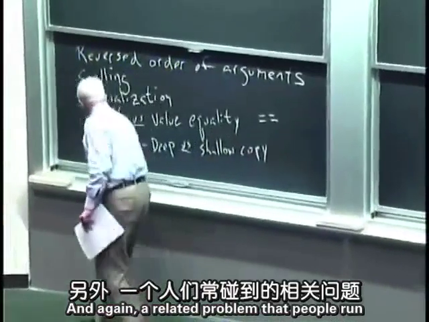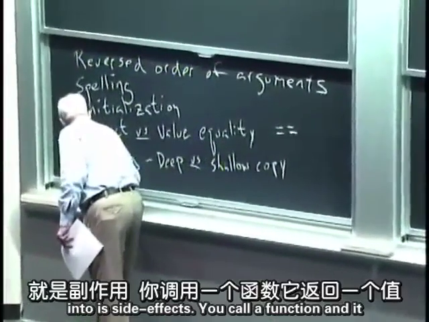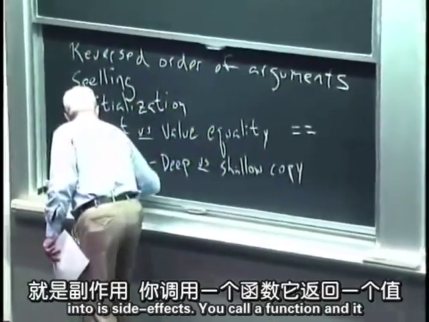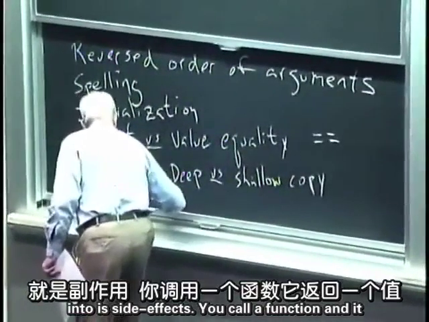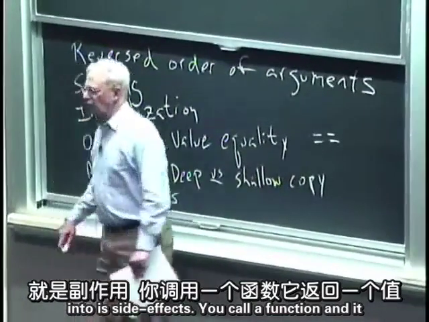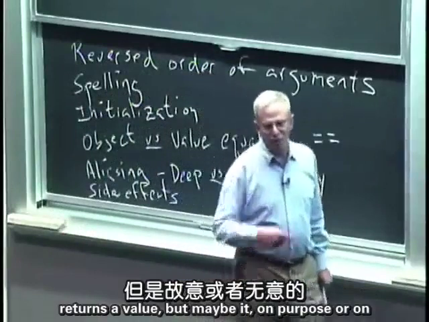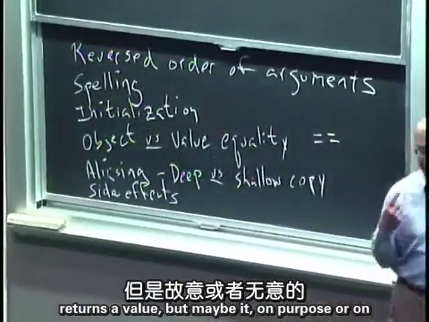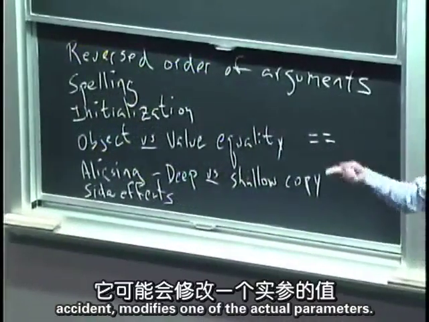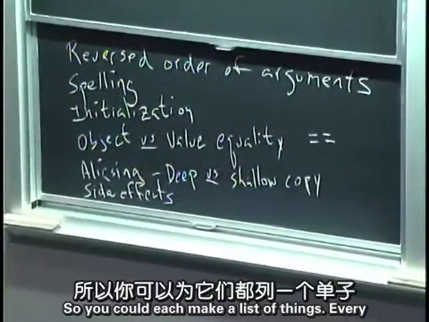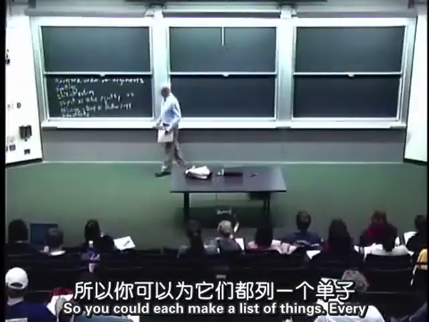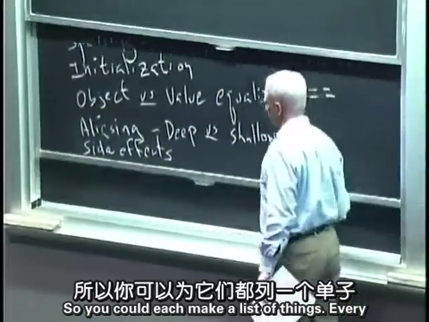And again, a related problem that people run into is side effects. You call a function and it returns a value, but maybe it, on purpose or on accident, modifies one of the actual parameters. So there, you can each make a list of things.